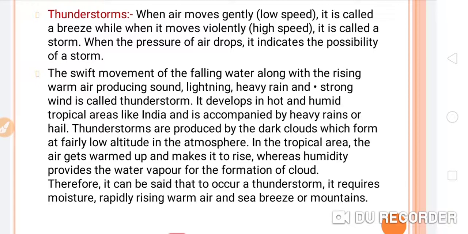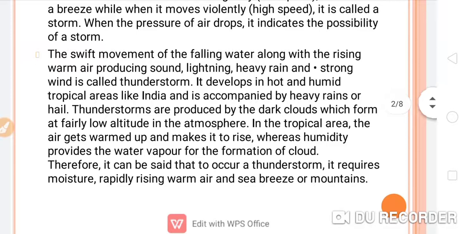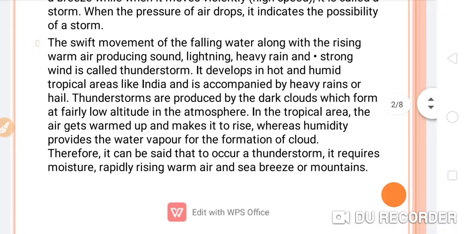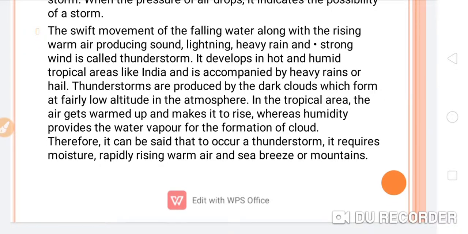Thunderstorms are produced by dark clouds which form at fairly low altitudes in the atmosphere. In the tropical area, the air gets warmed up and rises, whereas humidity provides the water vapor for the formation of the cloud. Therefore, it can be said that for a thunderstorm to occur, it requires moisture, rapidly rising warm air and the sea breeze or mountains. So these are all the requirements for the formation of a thunderstorm.